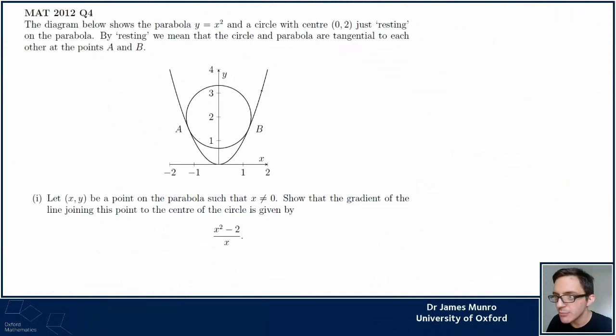Gradient of the line joining this point. So we're taking a point on the curve, x, y, where, actually hang on, I know that y equals x squared. So I'm going to call this x squared. That's the point on the parabola. X is not 0. Okay, good.